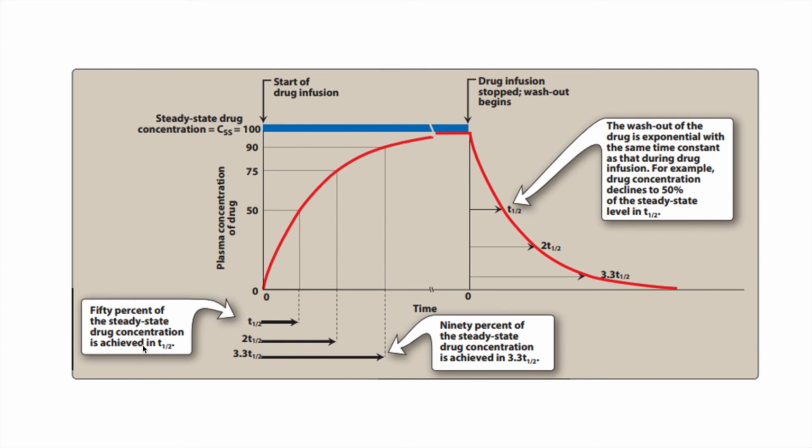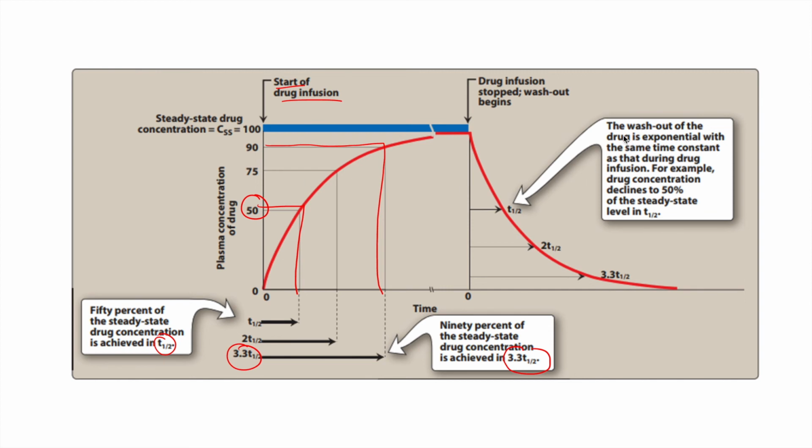50% of steady state drug concentration is achieved at T half-life. Right? At T half, 50% of the drug is now in circulation. That's where the start of infusion is. Right here, you've infused it, and the drug infusion has stopped here and washout begins. So as soon as you stop giving the drug in, the washout begins. Okay. 90% of steady state drug concentration is achieved by 3.3 half-life. Right here, this is 3.3. 90% of the concentration has been achieved now.